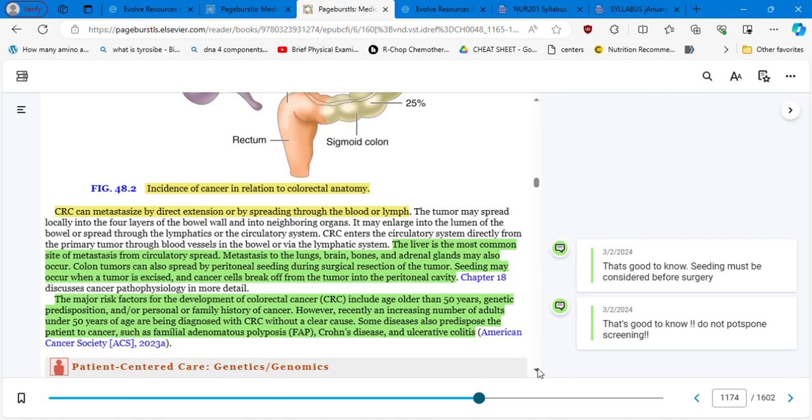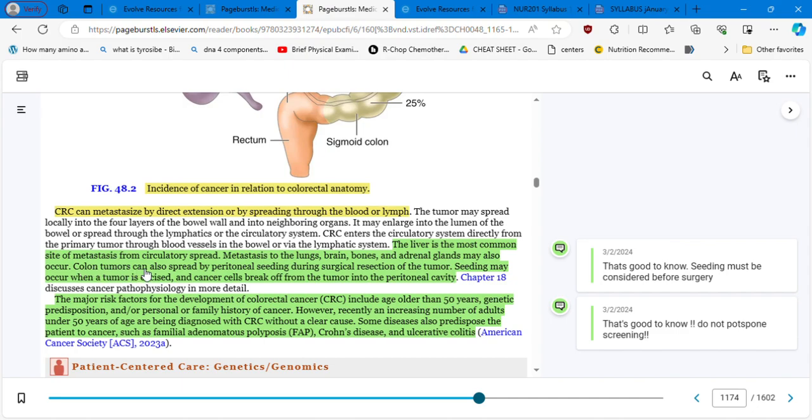CRC can metastasize by direct extension or by spreading through the blood or lymph. The liver is the most common site of metastasis from circulatory spread. Metastasis to the lung, brain, bones, and adrenal glands may also occur.